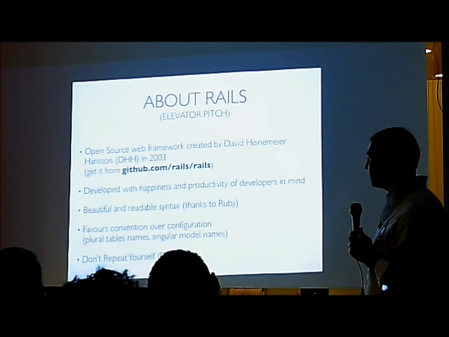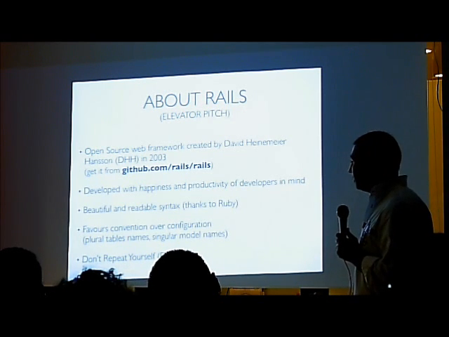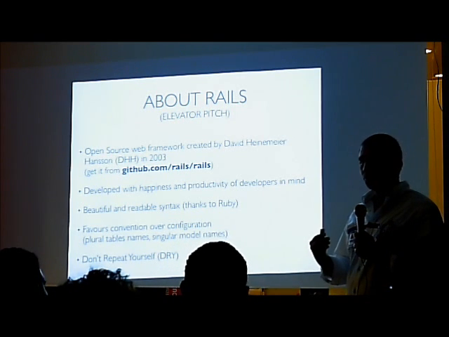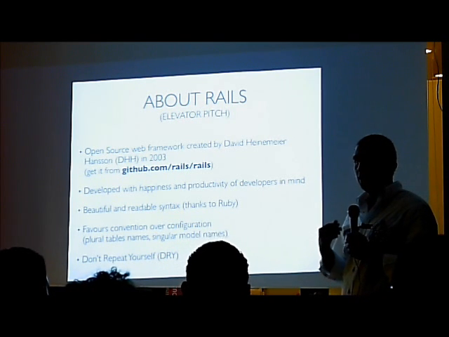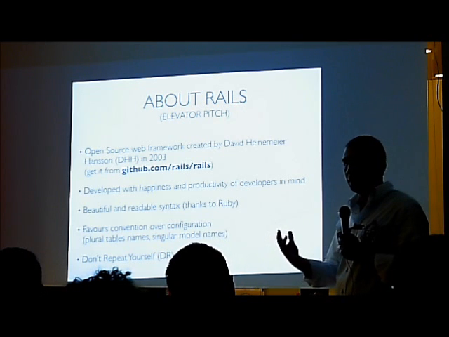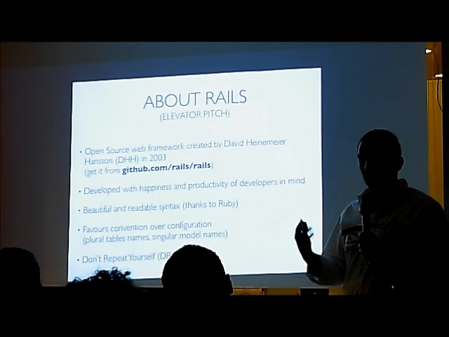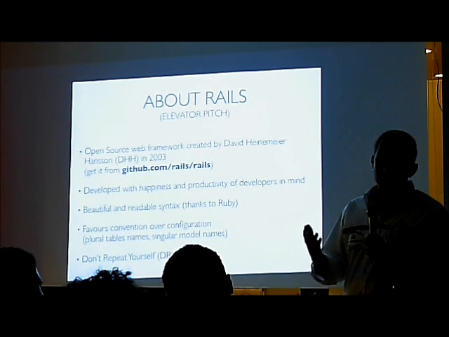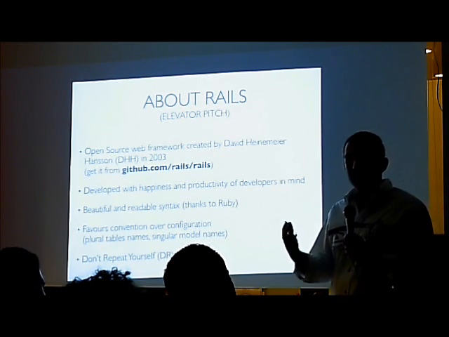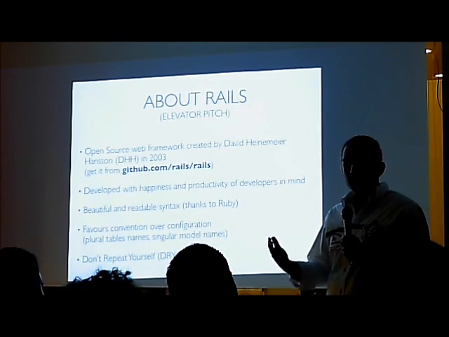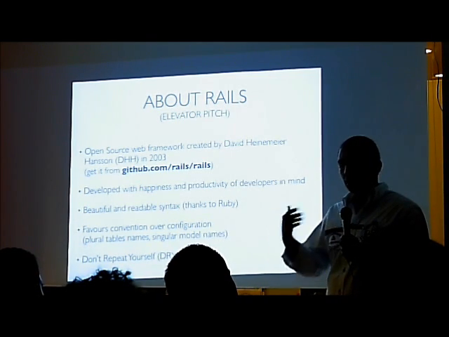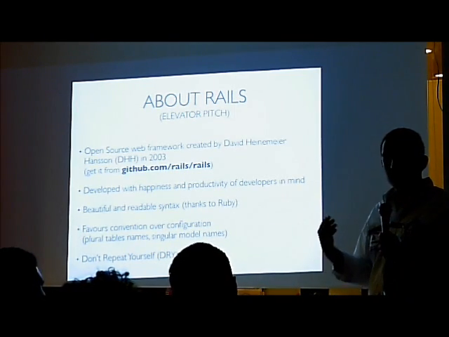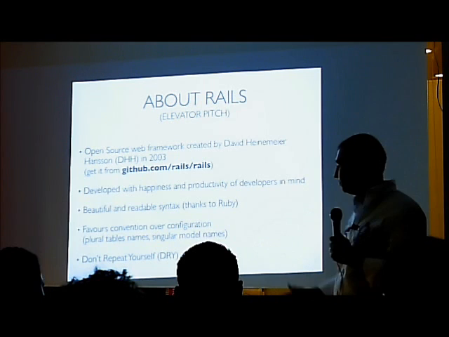Beautiful and readable syntax, thanks to Ruby. And it favors convention over configuration. So for example, if we're working with a database backend, the table name should be a plural. It has a plural name of the class name. So for example, if we have a class called post, the table name which Rails maps to is called posts. So these decisions are made on your behalf by Rails.